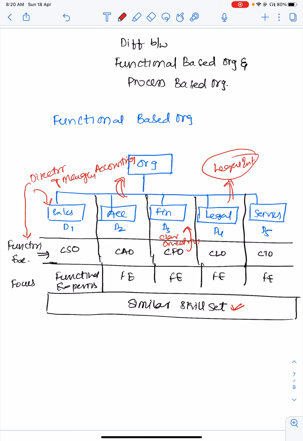Now when do we use this function based organization? Function based organization will be used in cost leadership. If you want to become a cost leader of your product, then we use a function based organization. Now let us see what is a process based organization, then we'll come back to the weaknesses.